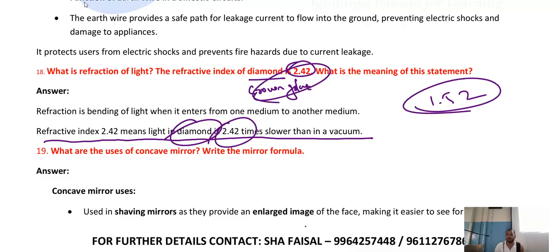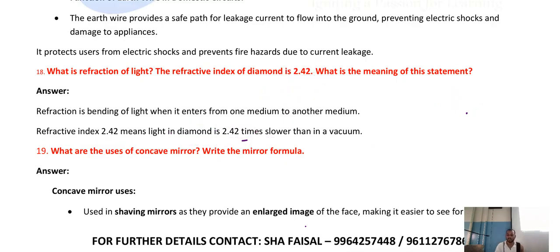Whatever the value, it's not 1.52, I'm just giving an example. Whatever the value, write that value. That's it. You will not get a question better than this. Observe.